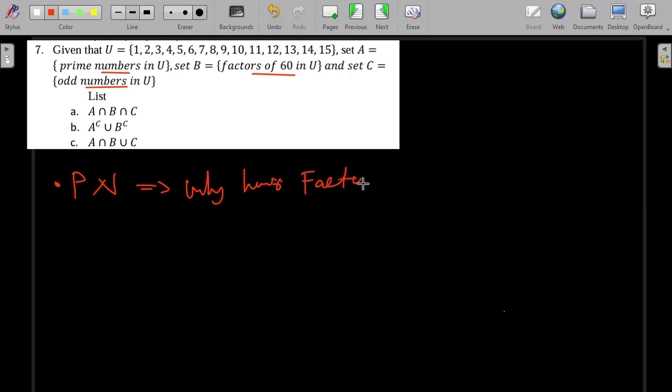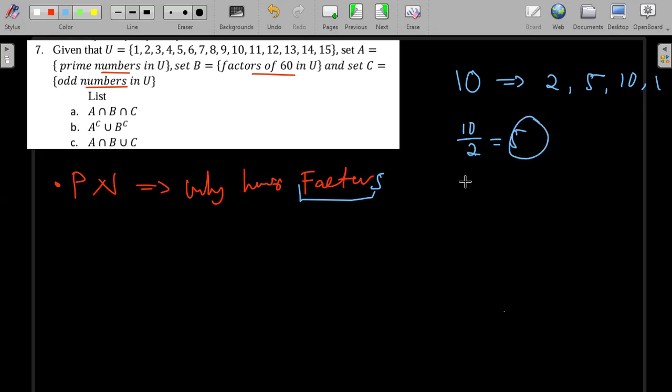Maybe someone might not know, what do we mean by factor? By factor, we mean a number that can go into a certain number without leaving a remainder. So if I say 10, factors of 10 include 2, 5, 10 and 1. Why? Because I can divide 10 by 2, I'll get 5, so it goes there without leaving any remainder. Or 10 over 5 gives me 2, no remainder. 10 over 10 gives me 1, no remainder. 10 over 1 is just 10.